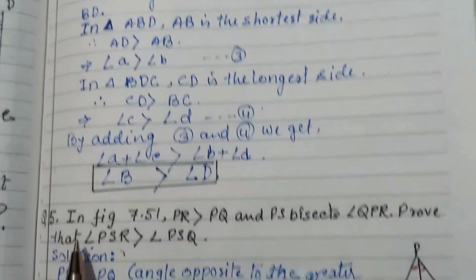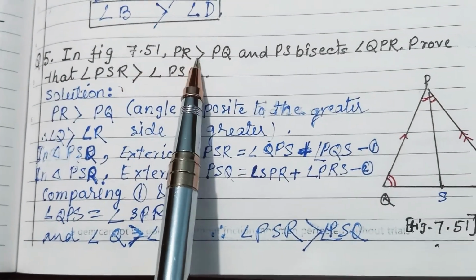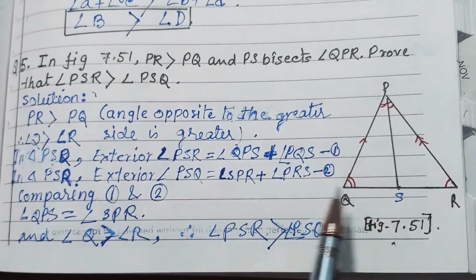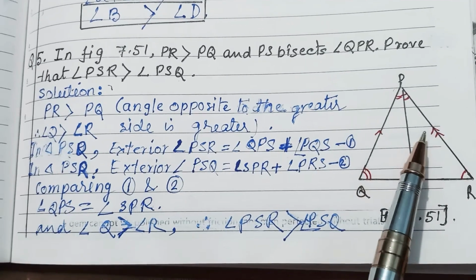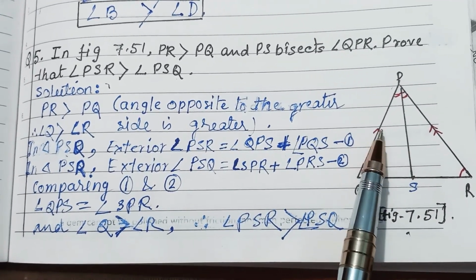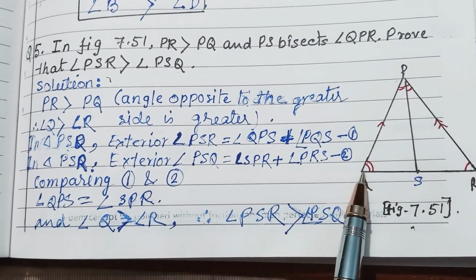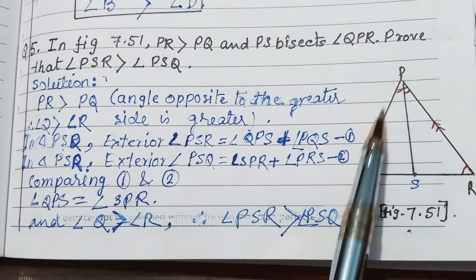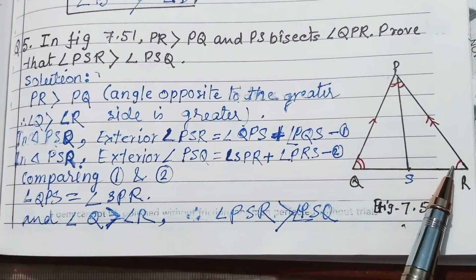Next question, question number 5 in figure 7.51. PR is greater than PQ. I have marked it this way: it is greater and it is smaller. So its opposite angle is smaller and the other opposite angle is greater. You have to check in the same triangle, not a different triangle.